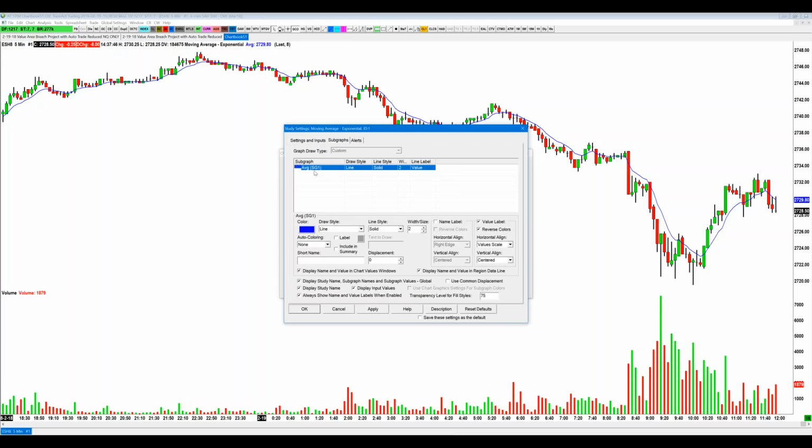So the moving average has what we call one subgraph. There's only one line that's part of a moving average. The study ID number is 1. The subgraph number is 1. So we're going to refer to the moving average as ID1.SG1. All right, study number 1, subgraph number 1.